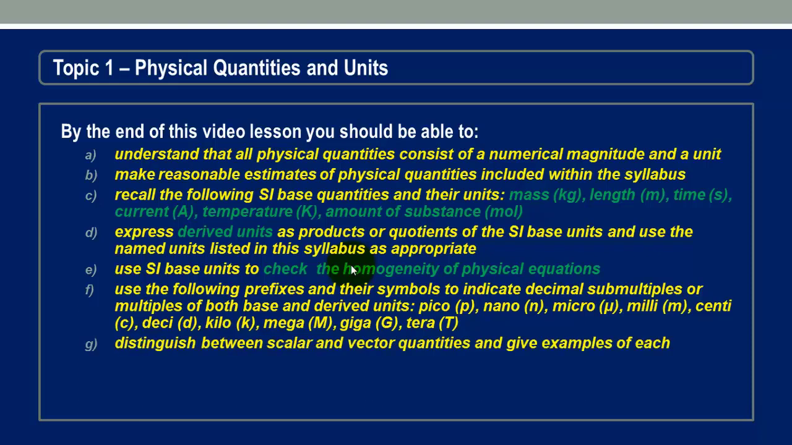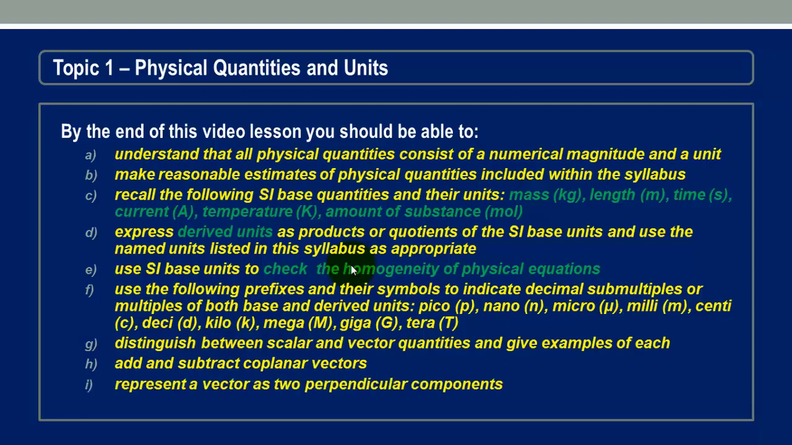You should be able to distinguish between scalar and vector quantities and give examples of each. You should be able to add and subtract coplanar vectors. And finally, you should be able to represent a vector as two perpendicular components. Let's start the lesson by looking at the term physical quantity.